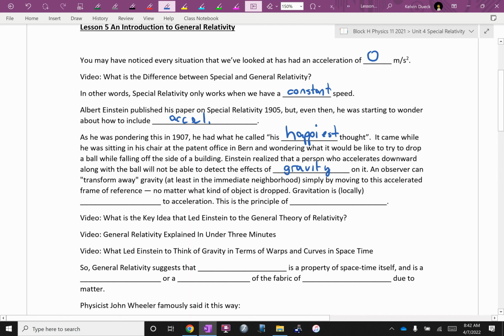An observer can transform away mathematically gravity, at least in the immediate neighborhood, by moving into this accelerated frame of reference, no matter what kind of object is dropped. He said gravity is, at least locally, equivalent to acceleration. And in fact, we've given this a name. This is called the principle of equivalency. If you hear someone talk about Einstein's principle of equivalency, he said acceleration, gravity, same thing mathematically in this specific situation.